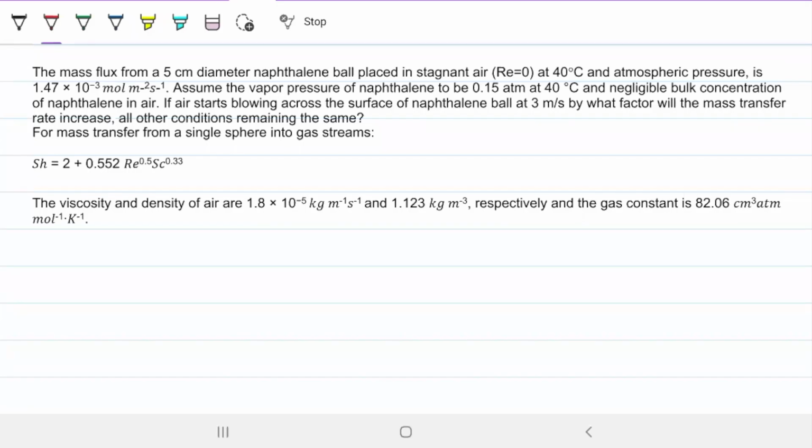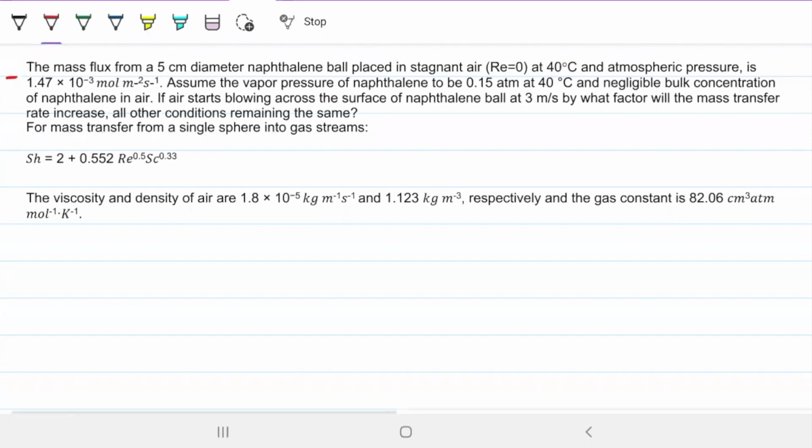The mass flux from a 5 centimeter diameter naphthalene ball placed in stagnant air at 40 Celsius and atmospheric pressure is 1.47 times 10 to the minus 3 moles per meter squared per second. So that is J, right? This is J. It's giving us J for stagnant air.